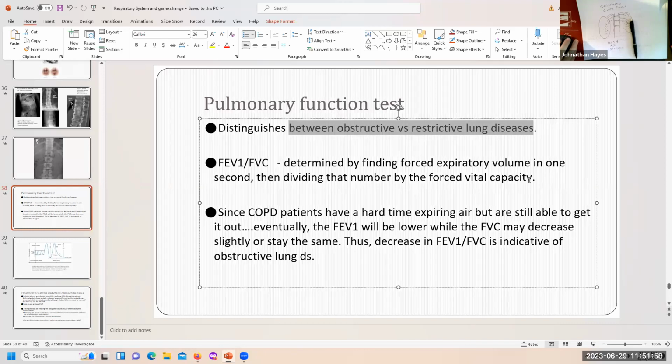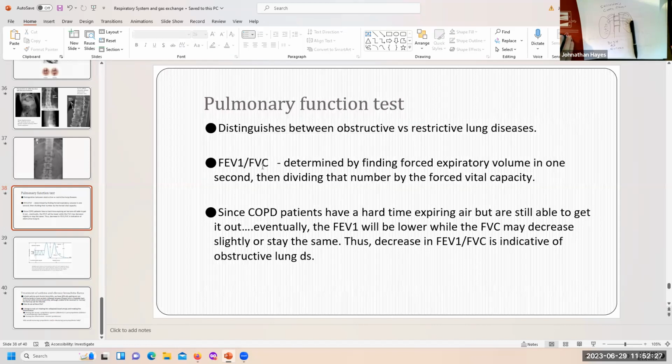Because if you have some type of obstructive lung disease, you're having difficulty getting that air out. You can eventually get it all out, but it's going to take some effort, right? So the FEV1, or the forced expiratory volume in 1 second, is very low, very minimal, because you're obstructed, right? So you can't get that air out quickly. Eventually you can get it all out, right? But it's basically indicating that there's an obstruction somewhere. So that'll help to kind of differentiate obstructive, again, versus restrictive lung diseases, okay?